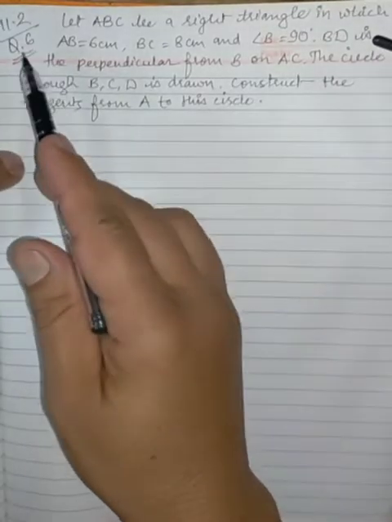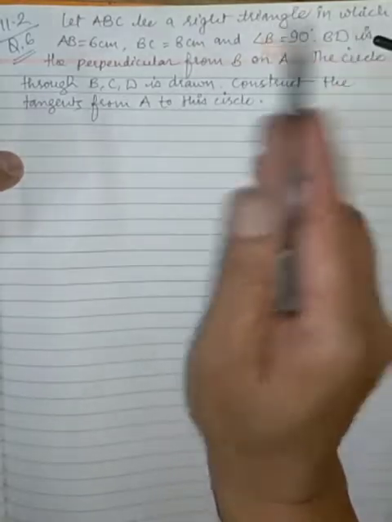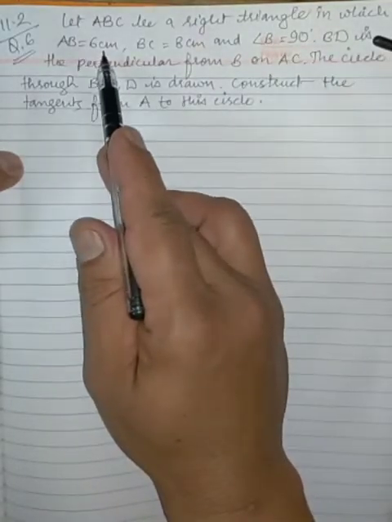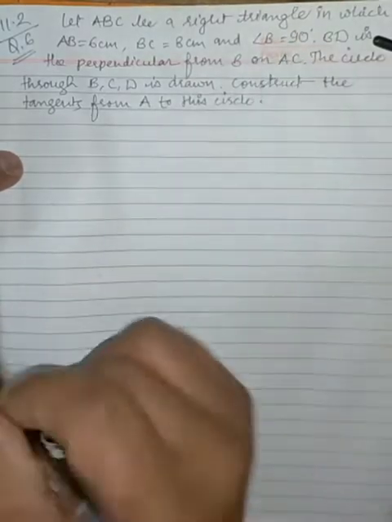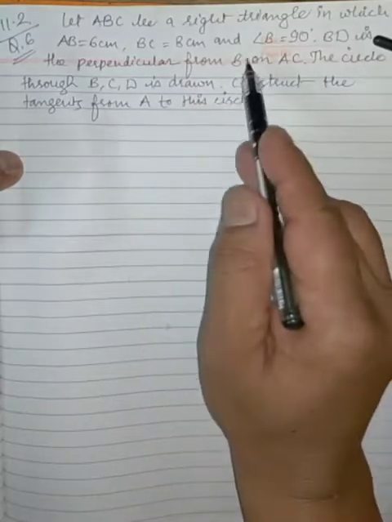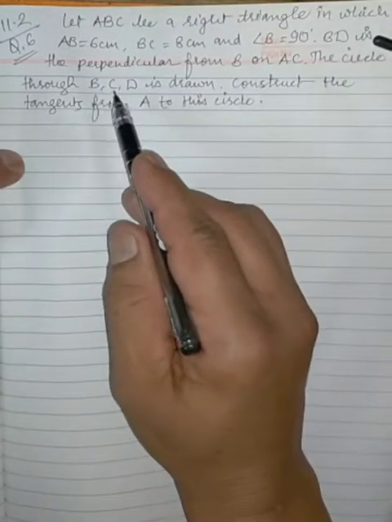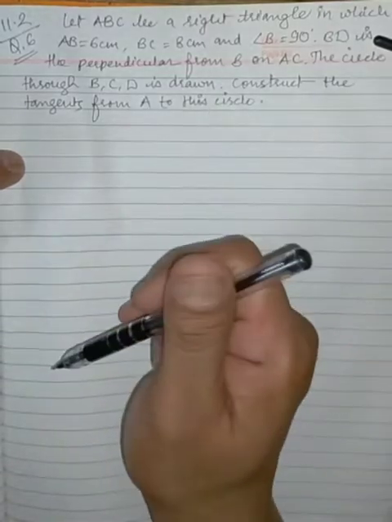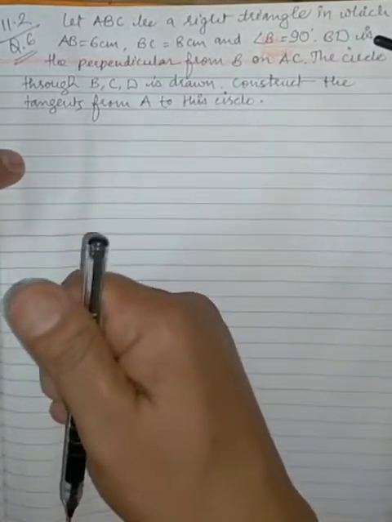Exercise 11.2, question number 6. Let ABC be a right triangle in which AB is equal to 6 cm, BC is equal to 8 cm, and angle B is equal to 90 degrees. BD is the perpendicular from B on AC. The circle through B, C, D is drawn. Construct the tangents from A to this circle.